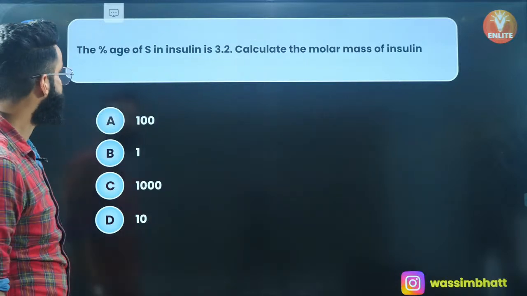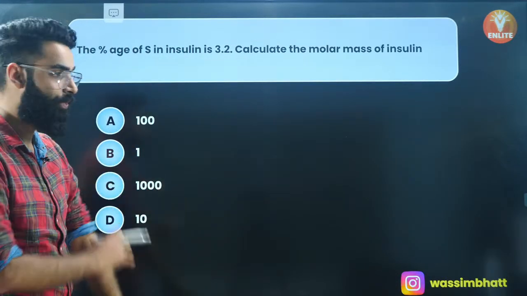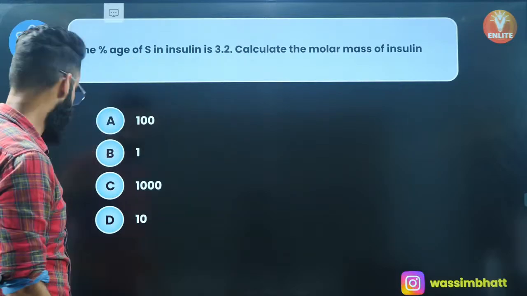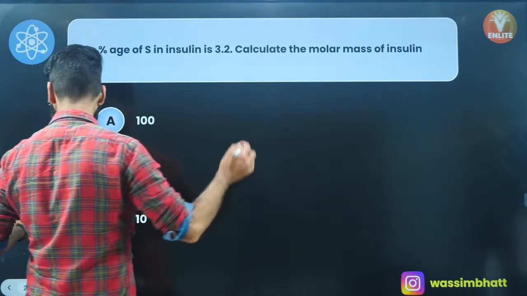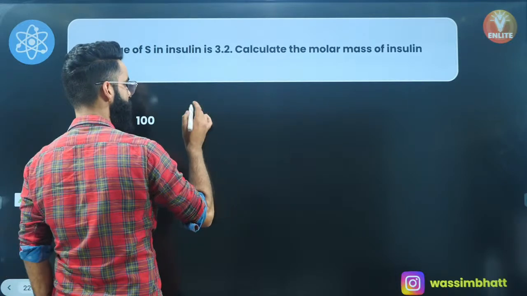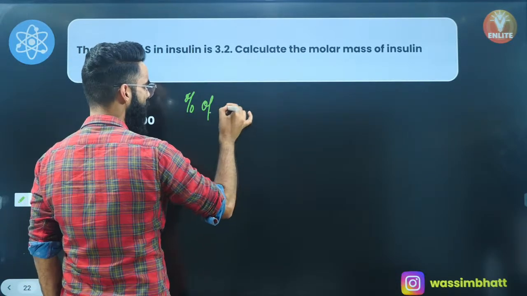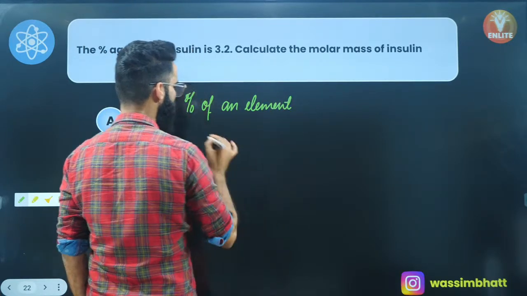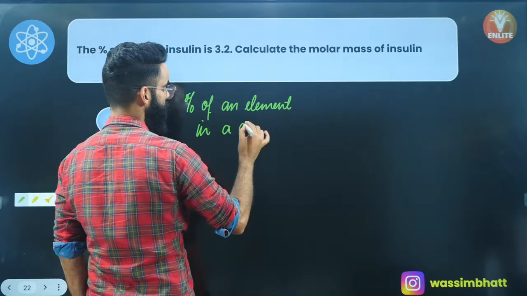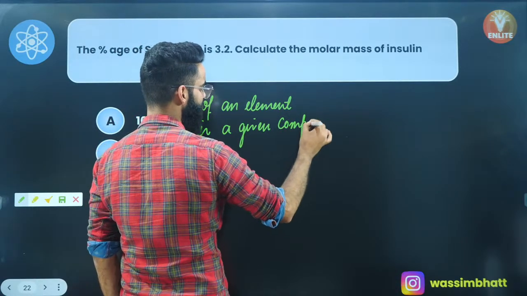Perfect, guys. This is one more similar sort of question, and let's exactly get to know how to tackle these sort of questions. See, guys. First thing, have a look. I'll be writing a result over here. What is that? I'll be writing percentage of an element in a given compound.